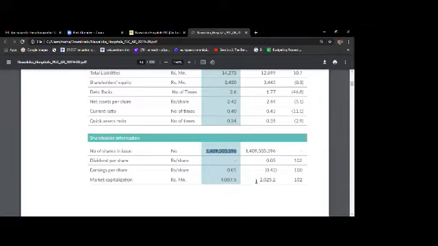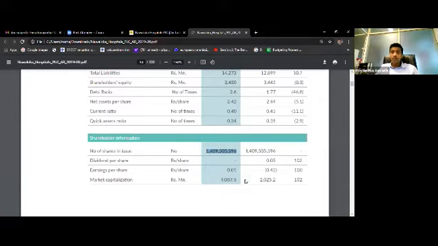What made the difference? Share price has gone up, yes, like doubled, right? So the share price doubled, that's why market capitalization increased. How do you calculate market capitalization? Number of shares into market price per share, right? So there is no change in the number of shares, and this change is due to the increase in share price.